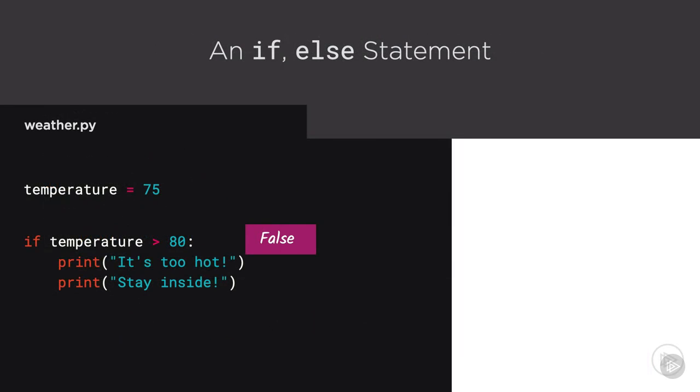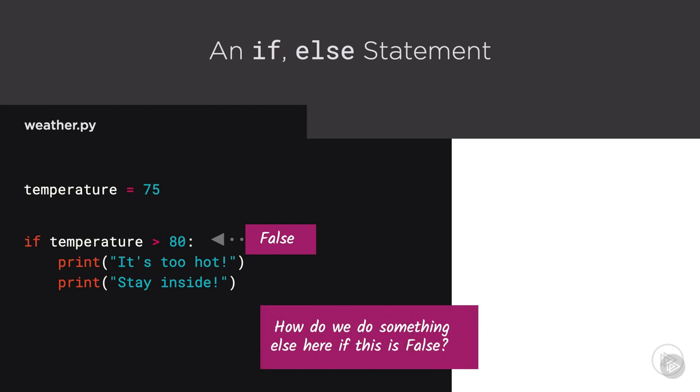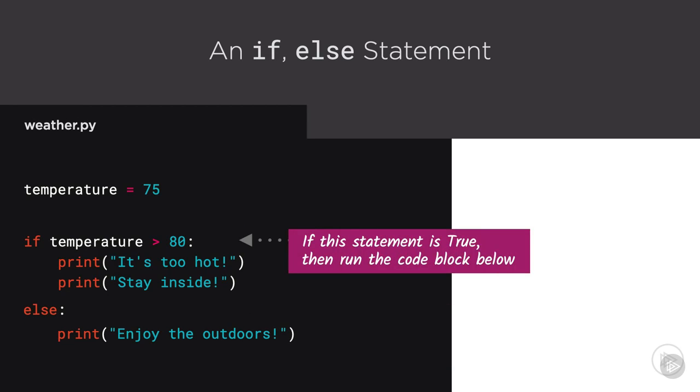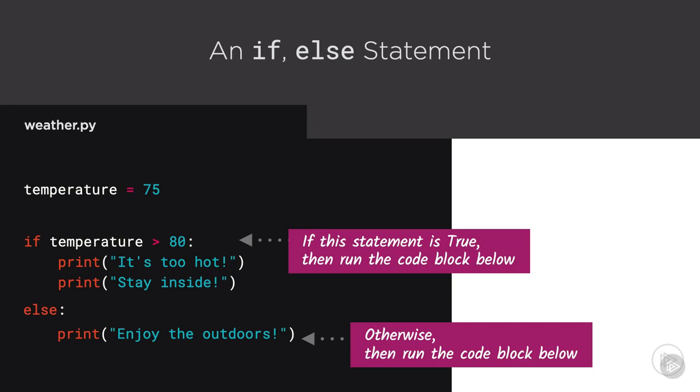In our previous example, when the if statement is false, how would we do something else when we get false? We can use an else statement. So when the if statement is true, we run the indented code block below it. Otherwise, we can have an else statement that will run the code block below it when the if statement is false. So in this case, temperature is not greater than 80, so the else block is run, and if we run our program, we can see "enjoy the outdoors" is printed to the screen.